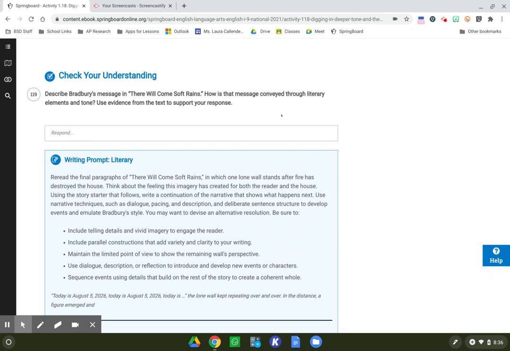This question is asking you essentially to write a literary analysis paragraph, just like we have been doing. So you've already written 2, and so this will be your 3rd. Basically, it's a paragraph that's going to start with a statement like, in Ray Bradbury's short story, There Will Come Soft Rains, the theme of blank is conveyed through his use of, maybe you'll say personification. Maybe you'll say symbolism and tone. Okay, and then you're going to provide evidence to support your response.